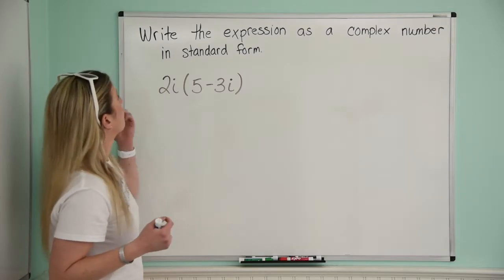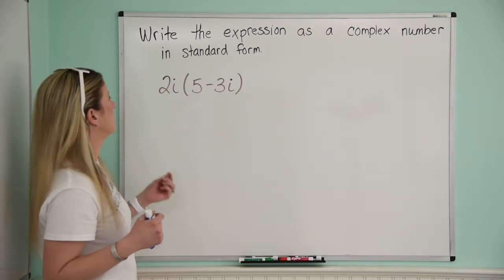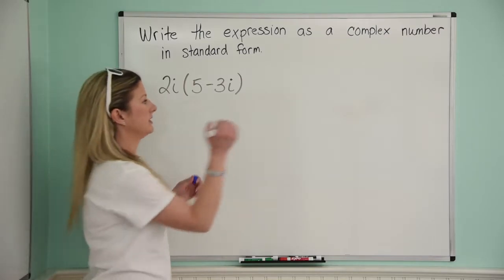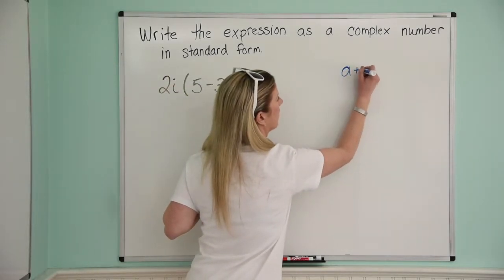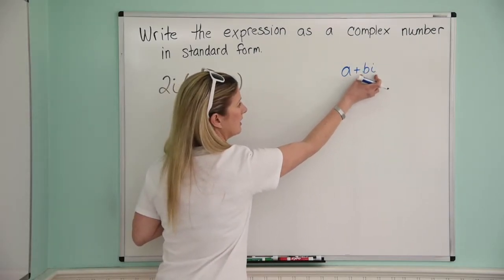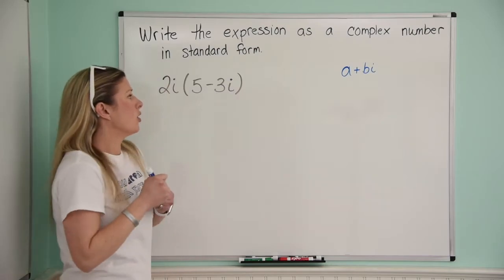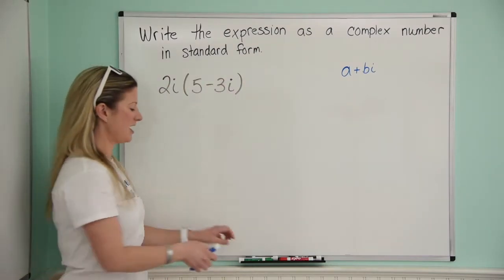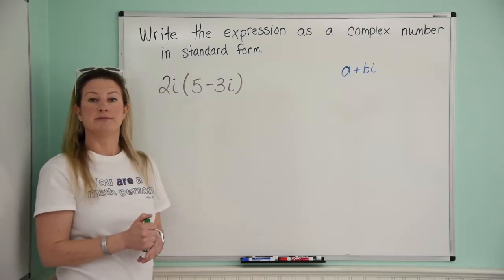So let's have a look. Write the expression as a complex number in standard form. Okay, so standard form of a complex number is a plus bi, where a is the real part and bi is the imaginary part. So we need to get it in that form. It's clearly not in that form right now, all right? So what are we going to do?